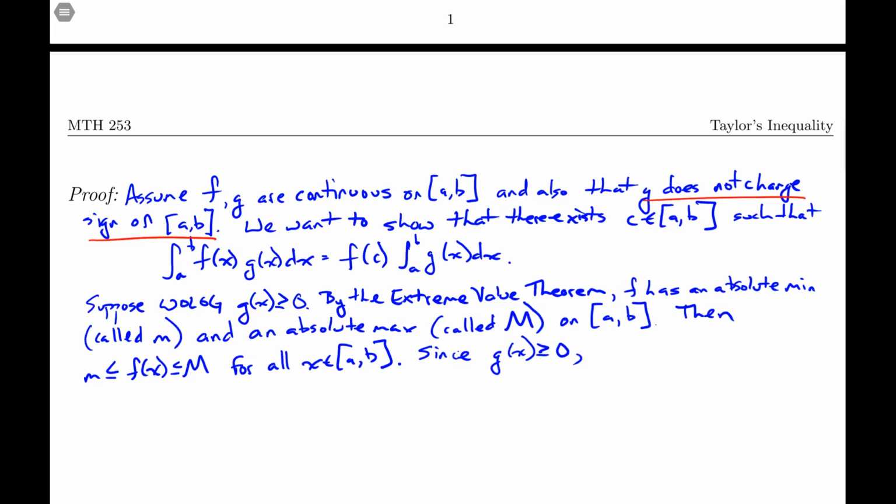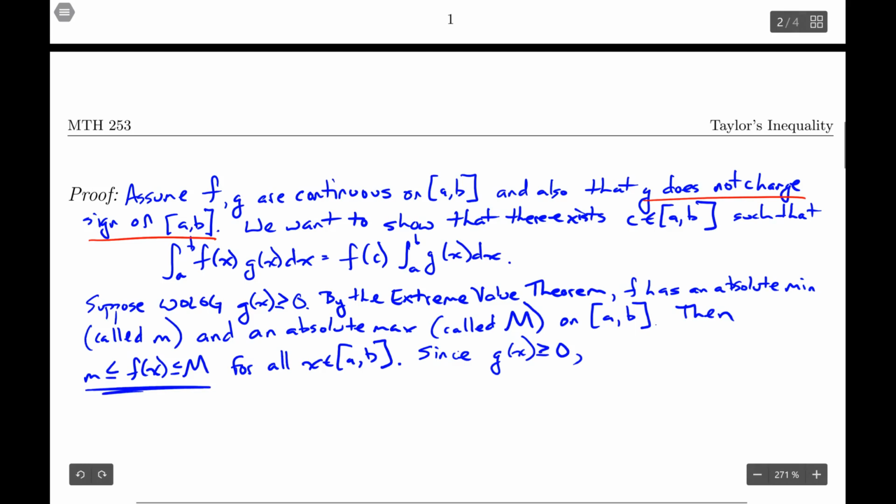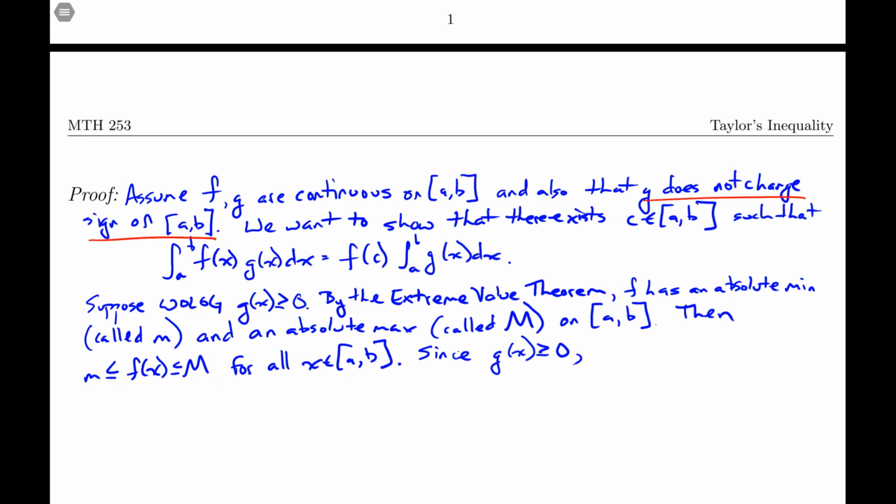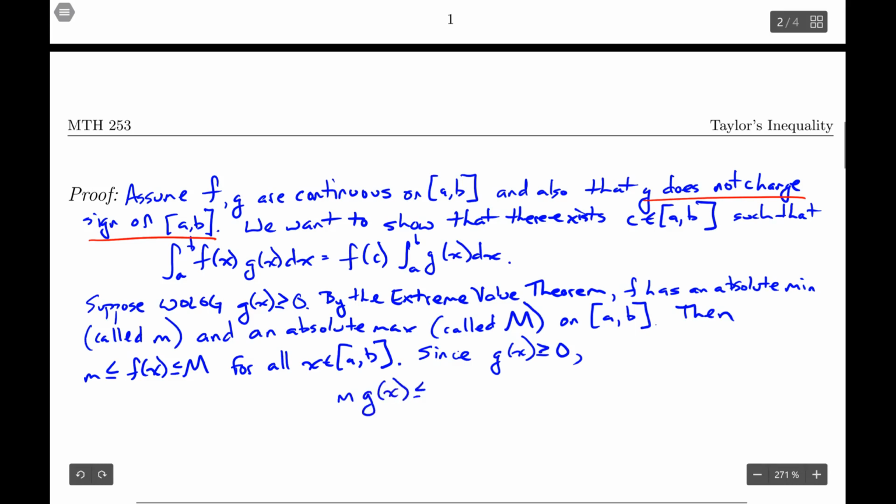so we can actually say that, let's take this inequality, m is less than or equal to f of x is less than or equal to big M, and let's multiply everything by g of x. Because g of x is not negative, it does not flip the inequalities, and it maintains the exact same inequality statement. Little m times g of x is less than or equal to f of x times g of x is less than or equal to big M times g of x.